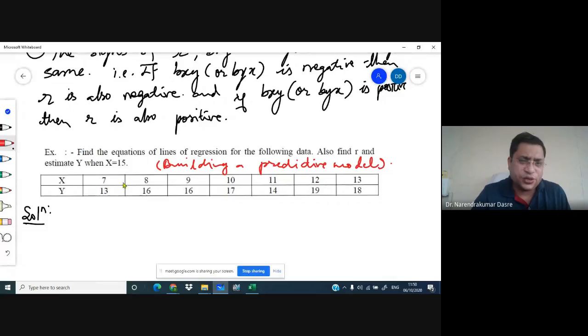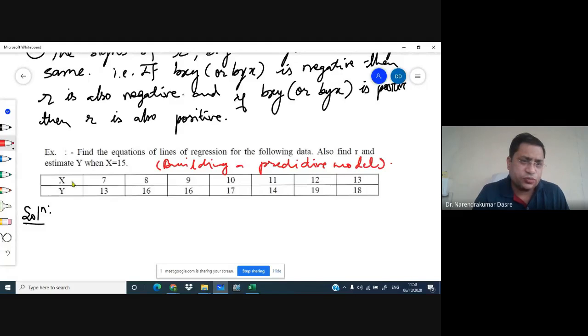So for example, you have opened a store, and this shows the sales of the store after 7 month, 8 month, 9 month, 10 month, 11 month, 12 month, 13 month, and then what will happen after 15 month, or what will be the sales in the 15th month. So this we are going to predict, and that's why I said this is going to be a predictive model. So we are building a predictive model for the sales of this store.